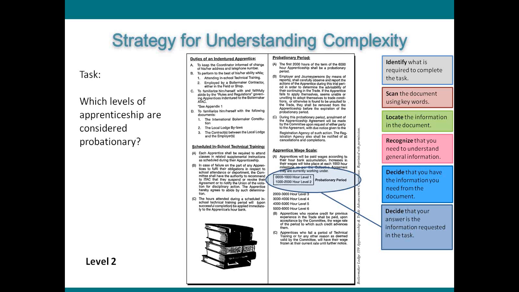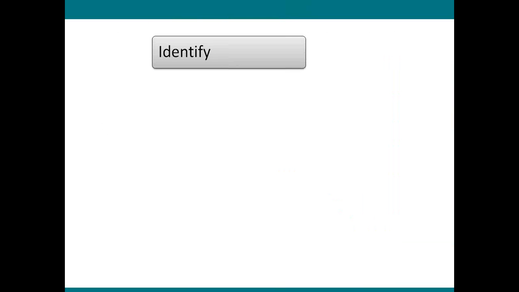And the nice thing is if you teach these learners these steps, then they're going to start thinking about their thinking. Metacognition really happens. But these are the steps: identify, scan, locate, recognize, and decide. So what I recommend is always using these steps in your classroom when you're working with your learners when they're trying to find information in a document.